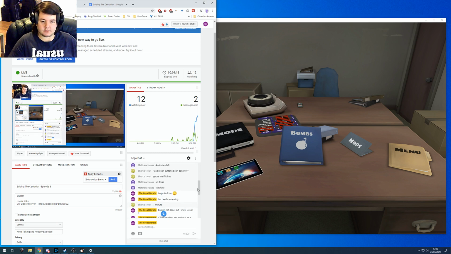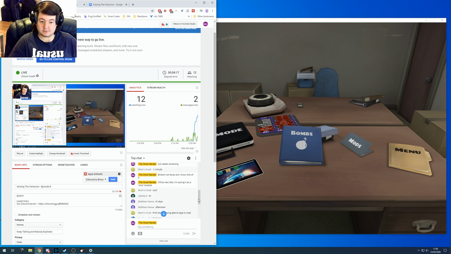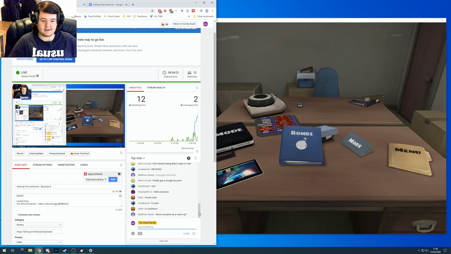Broken Buttons hasn't been done, but that one I think I will save. Logic has been done. Simon Screams is a warm-up. Simon Screams is no warm-up. Simon Screams is a long one. It's a potential one. But yeah, Short Circuit asks for Shapeshift. Shapeshift I would be tempted to look at.